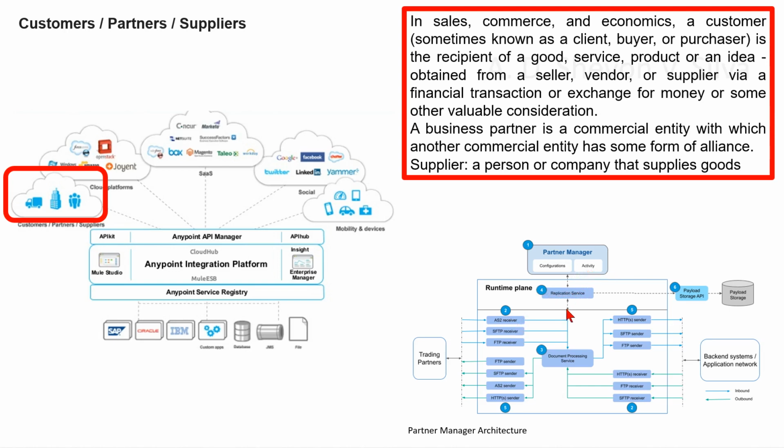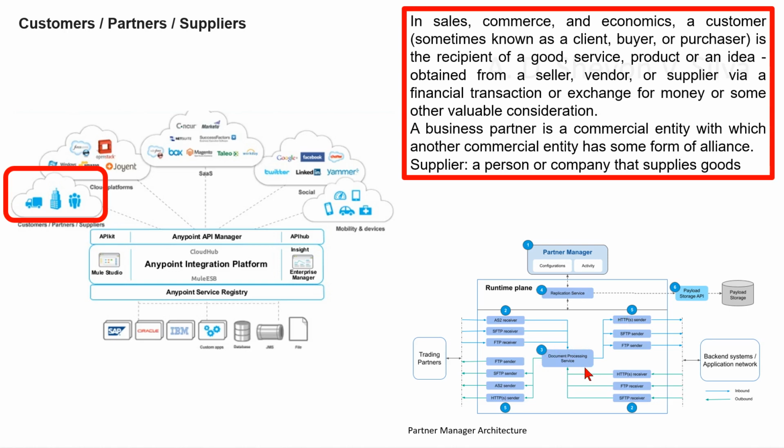Receive endpoint services: services to receive inbound B2B or EDI messages from partner transport protocols such as AS2 and SFTP, or outbound application messages from your organization's backend via HTTP, HTTPS, or SFTP.